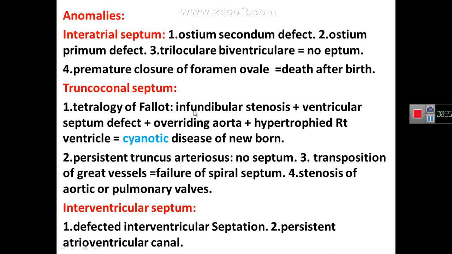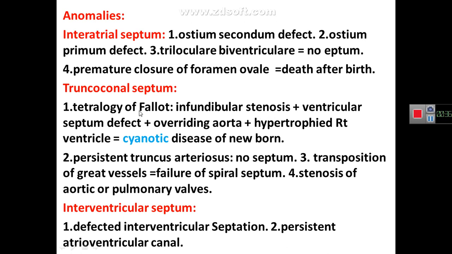The four abnormalities are narrowing of the infundibulum of the right ventricle, infundibular stenosis, plus a defect in the interventricular septum, plus the aorta is over the defect of the interventricular septum, so it is called overriding the aorta. The aorta must be over the left ventricle. Here it is not over the left ventricle, it is over the interventricular septum, and specifically over the defect in the interventricular septum. And finally, hypertrophied right ventricle.